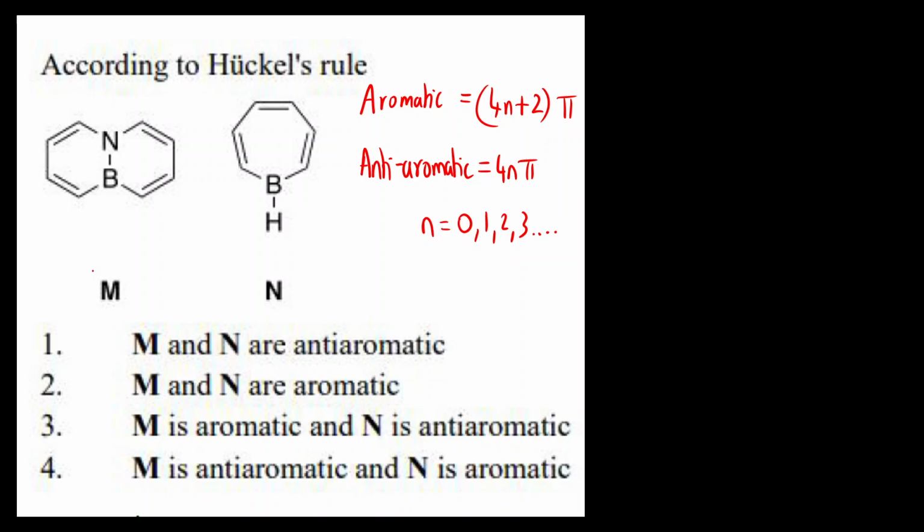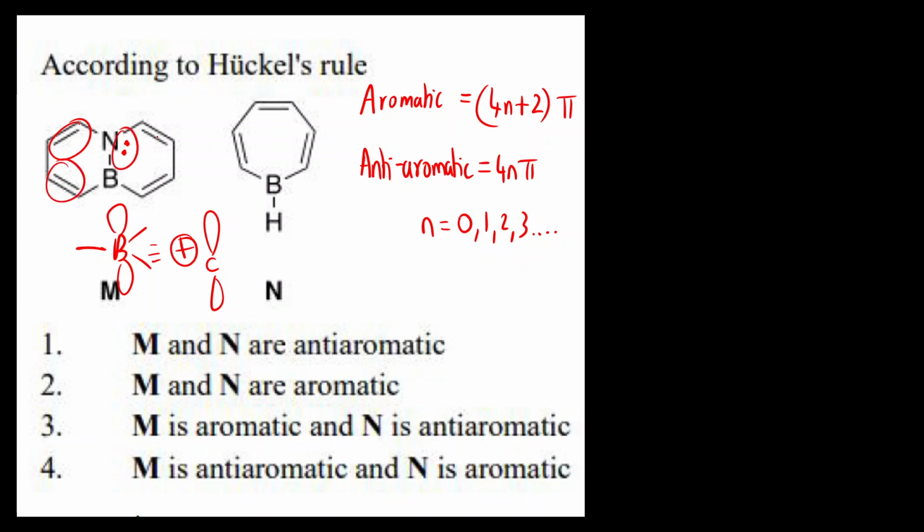Now here, if you see boron, you have to remember that boron always has an empty p orbital, or vacant p orbital, that can accept electrons. So we can consider this as similar to a carbocation, because a carbocation also has an empty p orbital. Okay, so here, how many pi electrons are there?